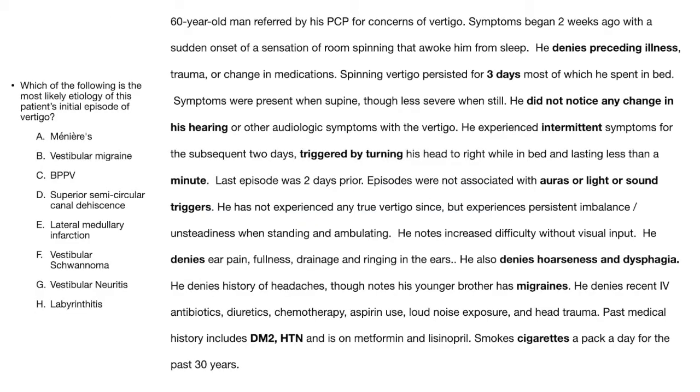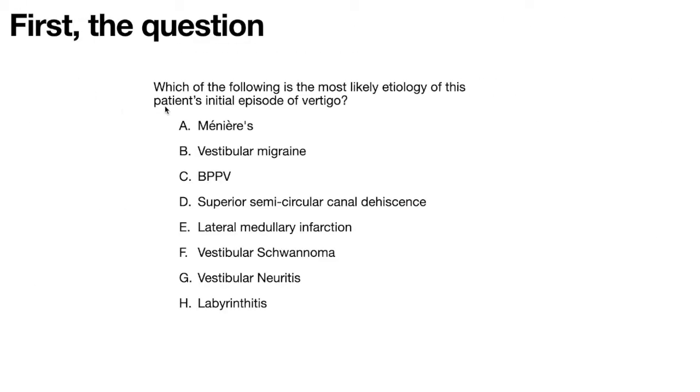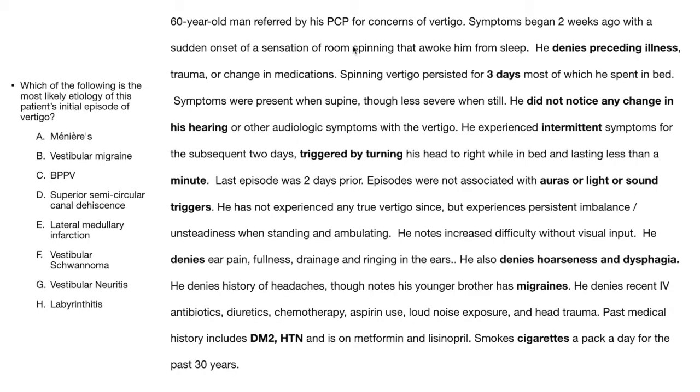We're going to see a case, but first let's focus ourselves with a question. Which of the following is the most likely etiology of this patient's initial episode of vertigo? The differentials are going to be Ménière's, vestibular migraines, BPPV, superior semicircular canal dehiscence, lateral medullary infarction, which is also known as Wallenberg syndrome, vestibular schwannoma, vestibular neuritis, and labyrinthitis. So let's begin by reading the question.